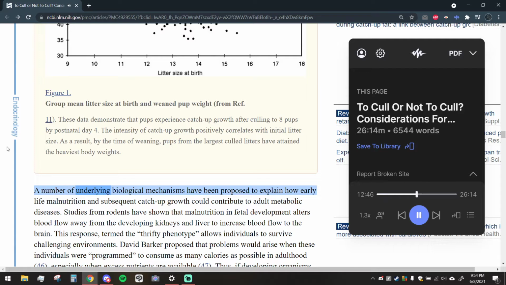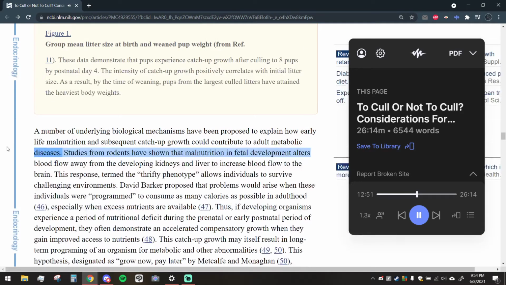A number of underlying biological mechanisms have been proposed to explain how early life malnutrition and subsequent catch-up growth could contribute to adult metabolic diseases. Studies from rodents have shown that malnutrition in fetal development alters blood flow away from the developing kidneys and liver to increase blood flow to the brain. This response, termed the thrifty phenotype, allows individuals to survive challenging environments.